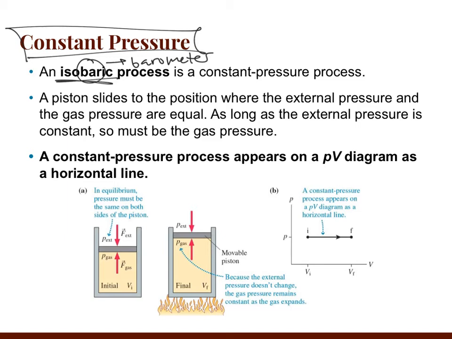On a PV diagram, something that has constant pressure is a horizontal line because you've got to stay constant on the pressure axis. So the volume will change, temperature will change, but it will be a horizontal line with a constant pressure. And the equation for a constant pressure process is going to look like the combined gas law, pressure initial times volume initial over temperature initial equals pressure final, volume final over temperature final.